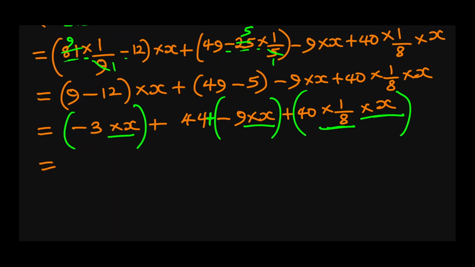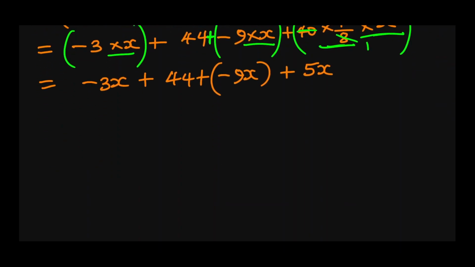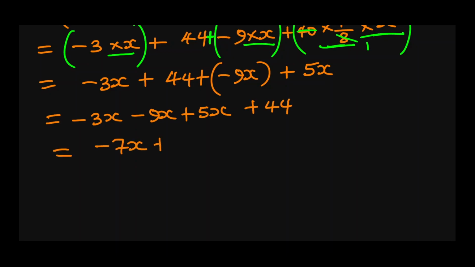So this gives us minus 3 times x is minus 3x, plus 44, plus minus 9 times x gives us minus 9x. Now for this last one, we know that 8 here, 1 8 here will give us 5, so this is plus 5x. Collecting like terms and simplifying will give us minus 3x minus 9x plus 5x plus 44. This now gives us minus 7x plus 44, and that becomes the final answer.